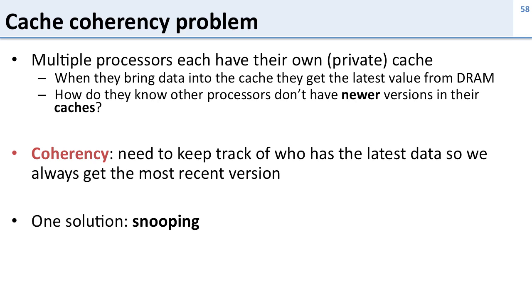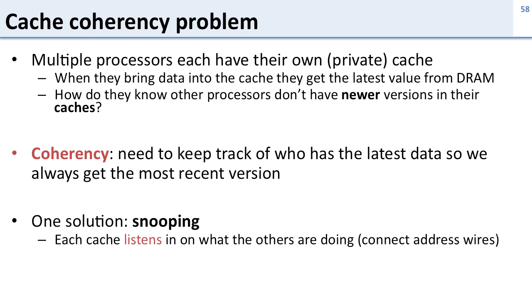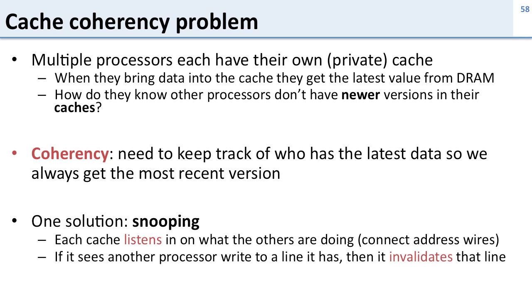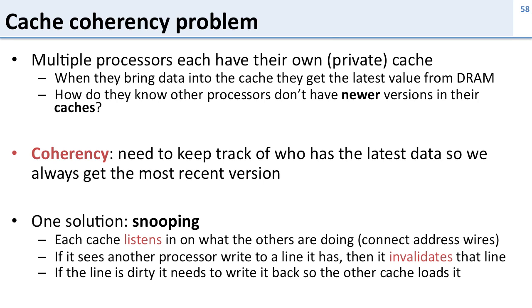One solution to this is called snooping. In snooping, each cache is going to listen to what the other caches are doing. And we do this by connecting the address wires between the cache buses all together. So we connect them together, and now every cache can listen to what every other cache is doing. If a cache sees another processor write to a line it has, then it invalidates its line, because it knows the other processor has updated it, and so it's going to have to go get new data for that. If it sees another processor trying to access data that it has that's dirty, it knows it needs to write that data back to the DRAM so the other processor gets the right data.